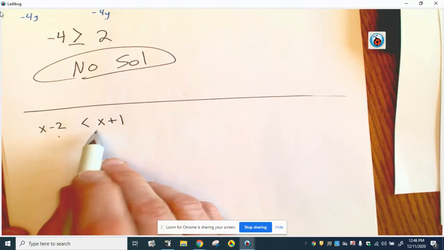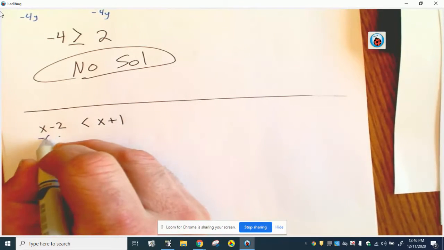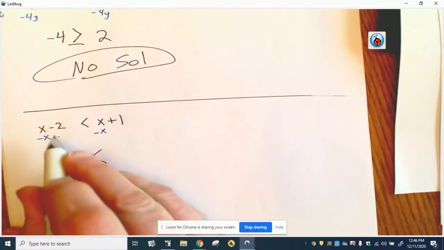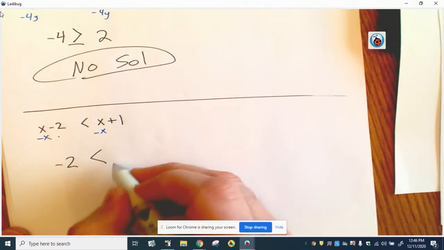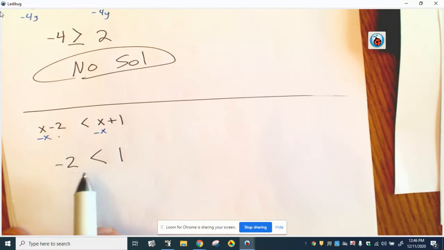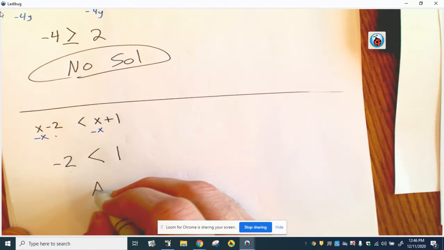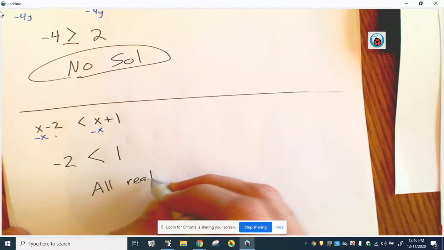I can tell a problem like this. Yep, we're going to subtract x. Because we're subtracting, we're not going to flip that sign over. Over here I have negative 2. Over here I have a 1. Well, now negative 2 is less than 1. So yes, that's true. So that would be all real numbers.